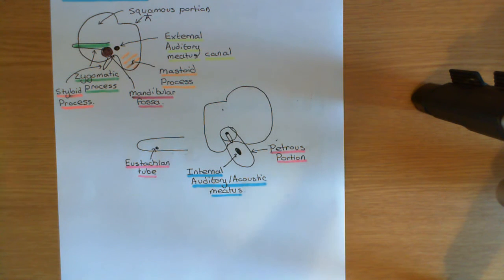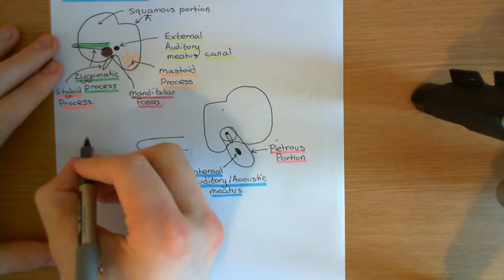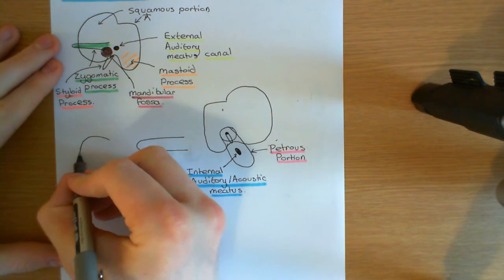So I want to draw one final picture showing the temporal bone, and I want to show it in the context of the entire skull. So the next picture that I'm going to draw is a transverse section where I have chopped off the top portion of the skull and I'm looking into the cavities of the skull from above. So I'll just draw a very basic picture then.